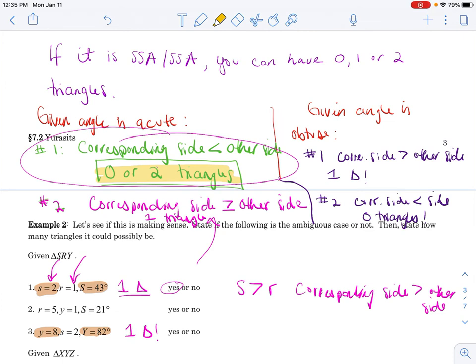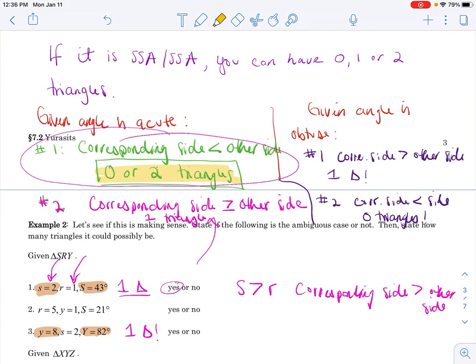If you're given side, side, side, 1 triangle. If you're given side, angle, side, 1 triangle. But if you're given the ambiguous case, your angle has to be acute and your corresponding side has to be smaller than the other side. And it could still be 0 or 2, but then we're going to rely on math.